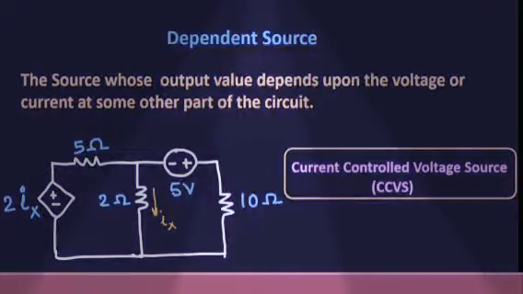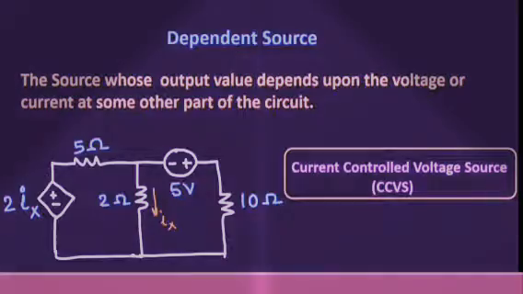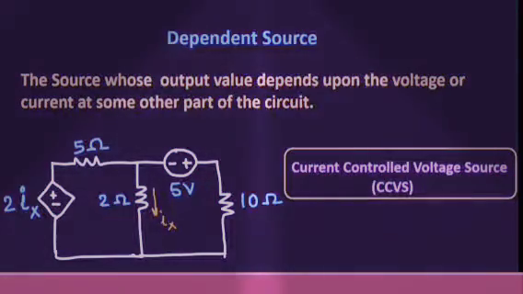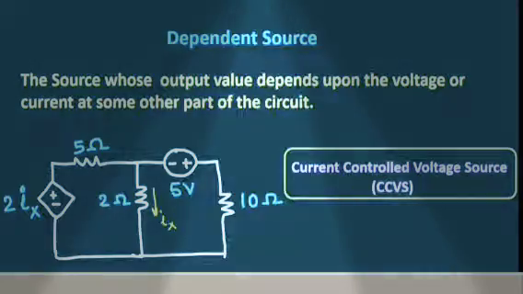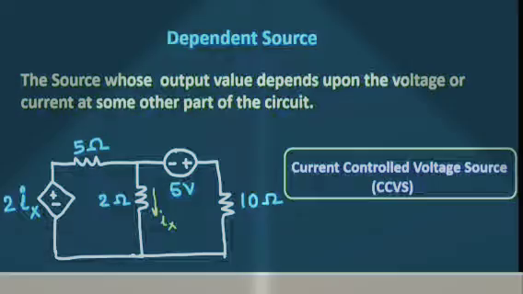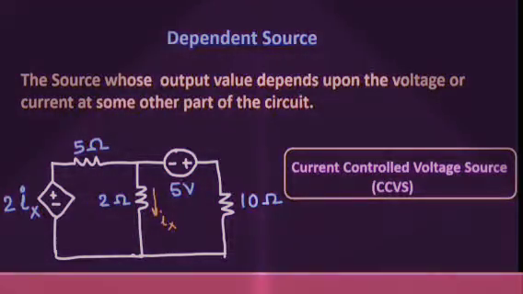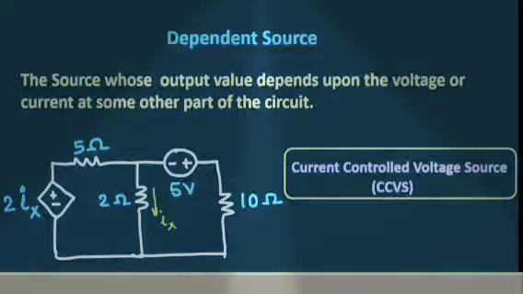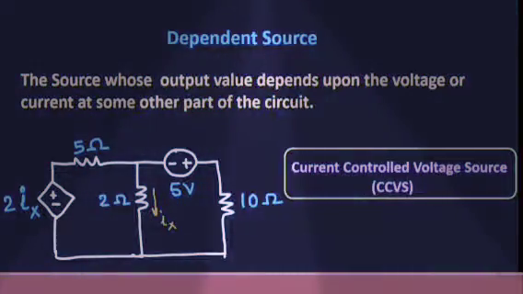As we can see in the circuit, if there is Ix current flowing through the 2 ohm resistor, the voltage changes with the change in value of current. So we can say that across the 2 ohm resistor, the voltage value is changing with respect to change in input current Ix. So it is a type of current controlled voltage source.